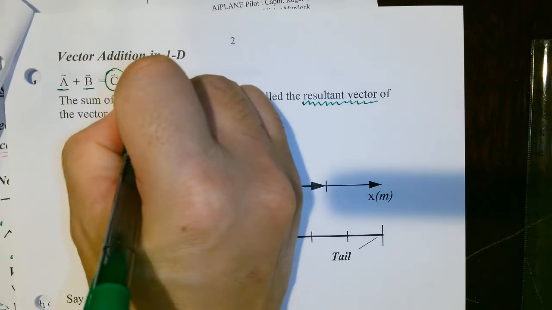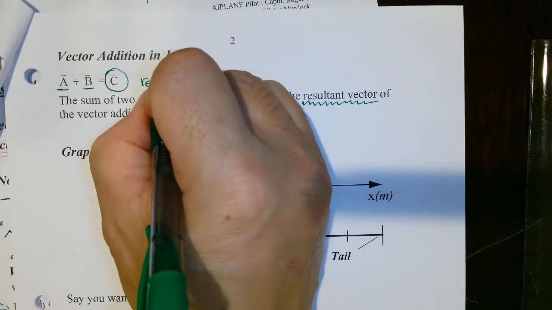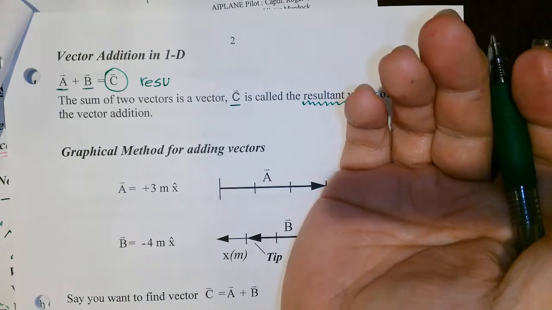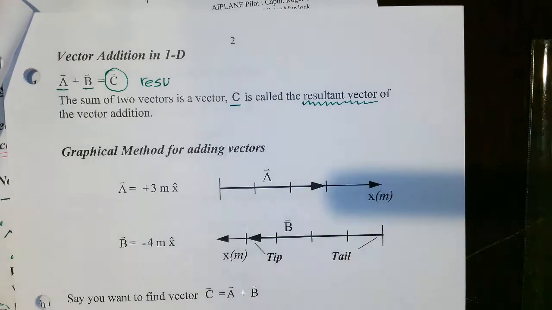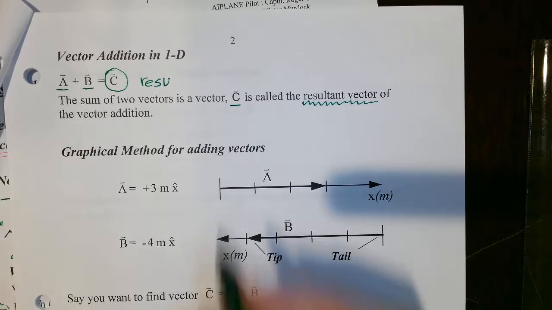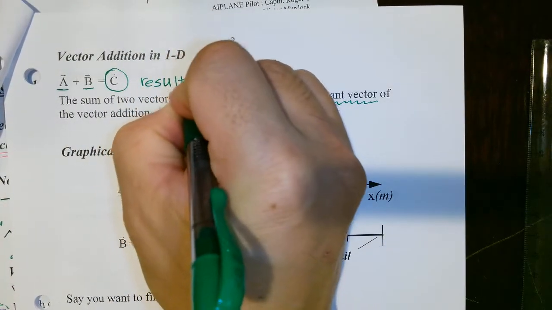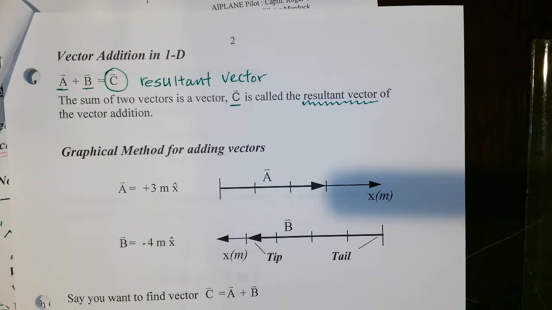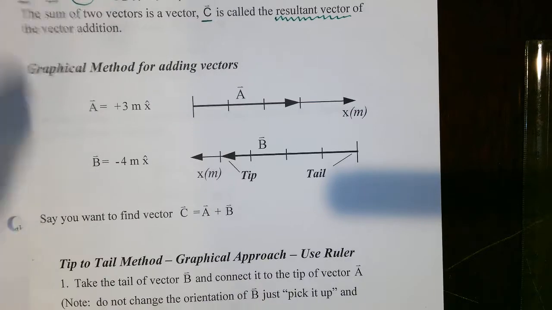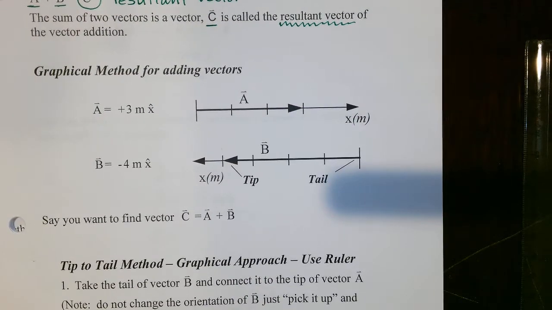Now resultant is pretty much the product. Well, I don't want to use the word product. Basically, it's what you get out of doing the operation. When you add two vectors, you get another vector. And that vector that you get by adding those two vectors is called the resultant vector, okay? So you can add vectors graphically, or you can add vectors algebraically.